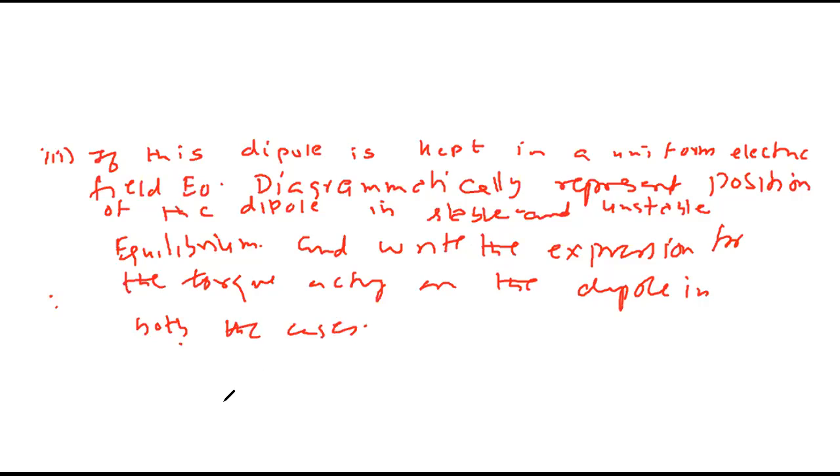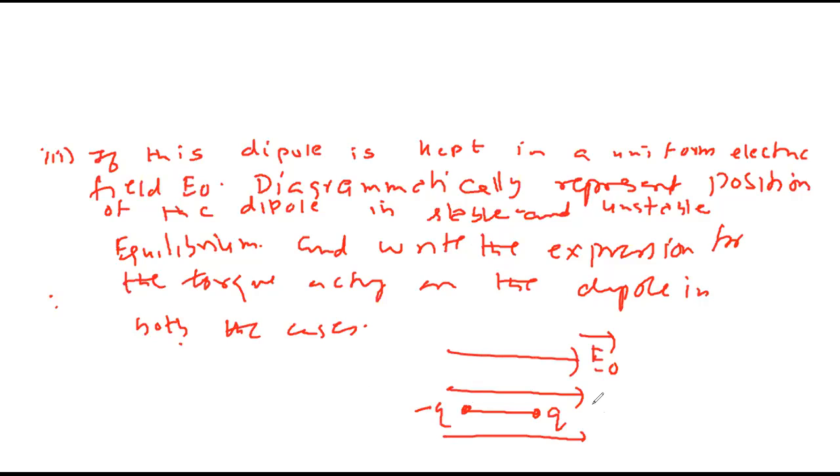Now first read and just tell me, anybody who is not knowing, then I'm explaining. Draw the diagrammatic representation for stable. So this will be the stable one: minus q, plus q, E naught direction and p bar direction are the same. This is the stable condition. What is the torque formula in this case? Write the expression for torque acting in this case. Torque will be pE sin theta. So torque will be zero.